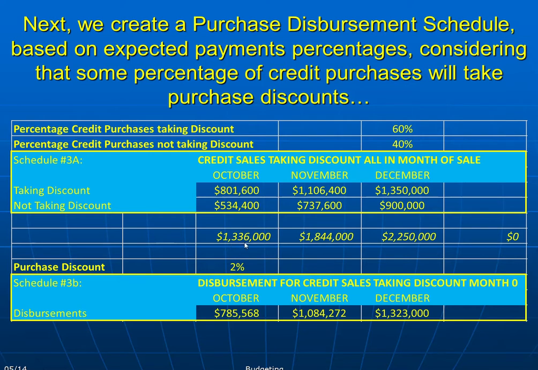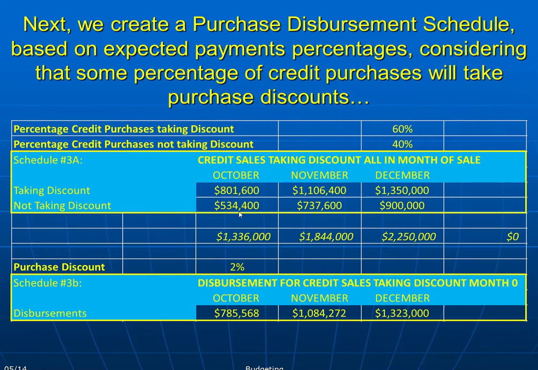So of the $1,336,000 in purchases that we calculated in the previous schedule, we estimate that 60% of them, $801,600 worth, will take our purchase discount, and the remaining 40%, or $534,400, will not take the purchase discount. That takes the purchase discount. The amount of the purchase discount will be 2%. So what will we pay of this? We will pay 98% of that amount, which is $785,576. And likewise, we would do the same thing for these remaining months.